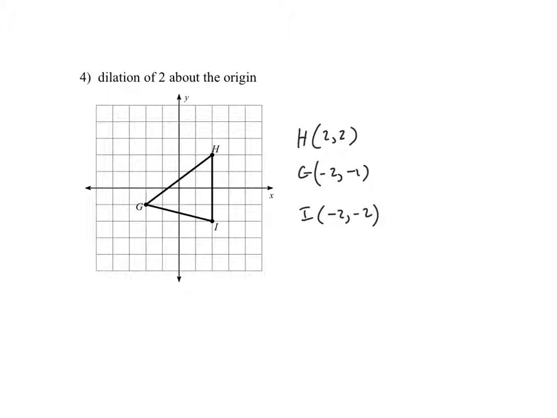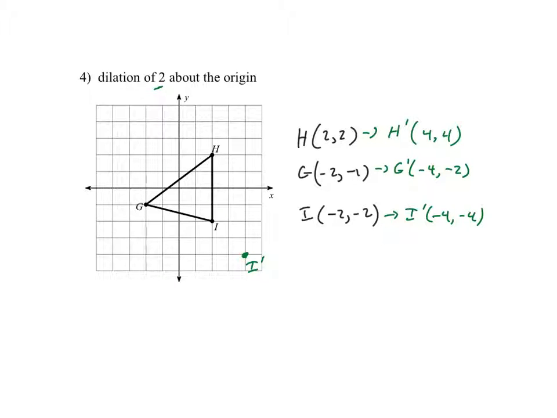Let's see this with a triangle. So I wanted an enlargement. So the dilation of 2. So H prime, again, I'm multiplying both of them times 2. So it's 4, 4. G prime is -4, -2, and I prime is -4, -4. Right? So 1, 2, 3, 4, 1, 2, 3, 4. This is I prime. -4, 2.